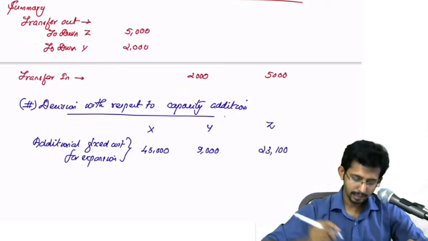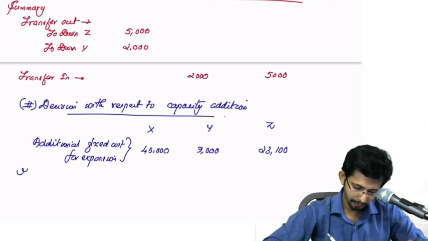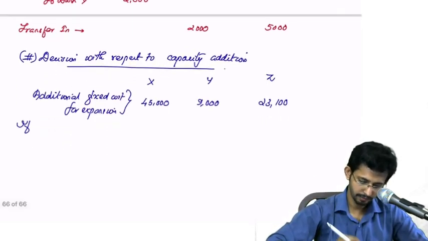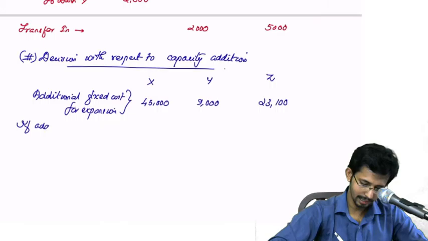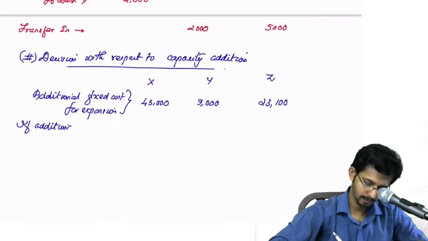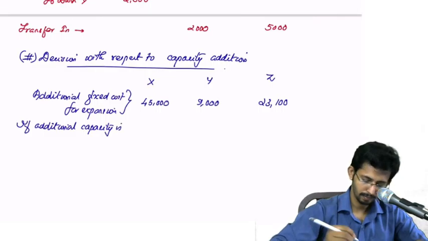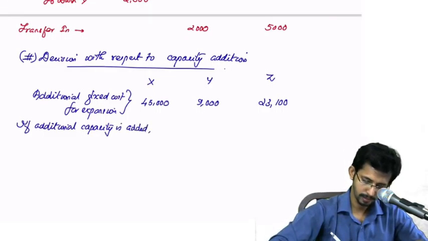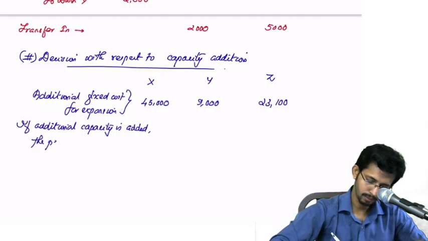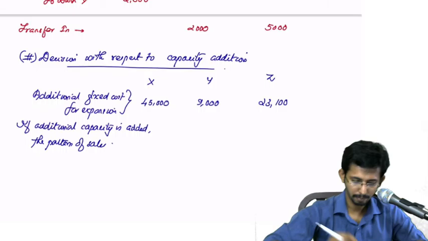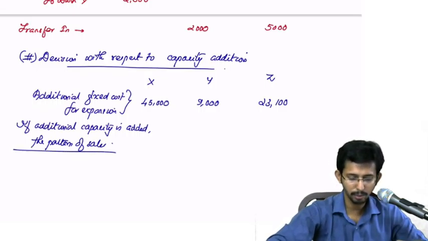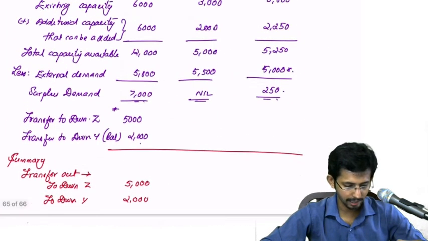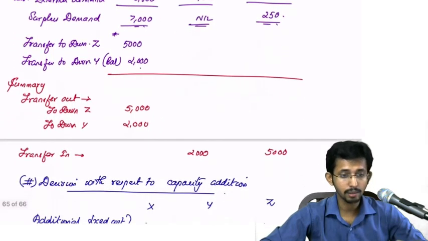And can you tell me, if additional capacity is added, the pattern of sales, then only you can compute what? The contribution per unit. Am I right? Okay, so what will be the pattern of sales?